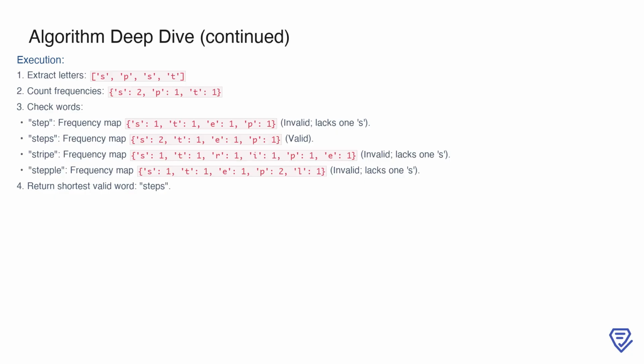The word step has a frequency map of S1, T1, E1, P1, which is invalid because it lacks the second S. The word steps has a frequency map of S2, T1, E1, P1, which meets the requirements and is valid. The word stripe has a frequency map of S1, T1, R1, I1, P1, E1, which is invalid because it also lacks the second S. Finally, stepple has a frequency map of S1, T1, E1, P2, L1, which is also invalid for the same reason. The shortest valid word is steps, which is returned as the result.